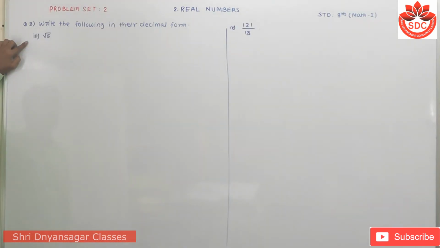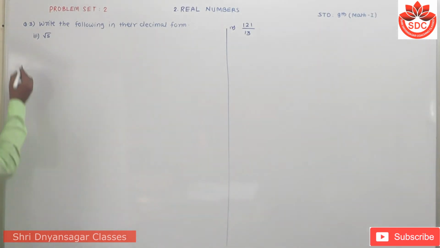The next one is root of 5, and the fourth one is 121 upon 30. Student, look carefully at root of 5. Such types of irrational numbers you have to study in 8th standard. Student, how do we find the decimal value of root 5? Then we have to use the division method.